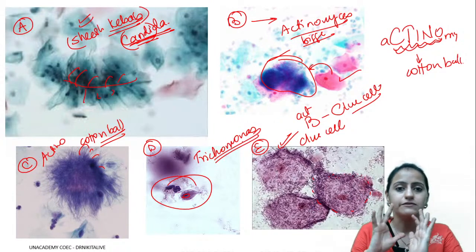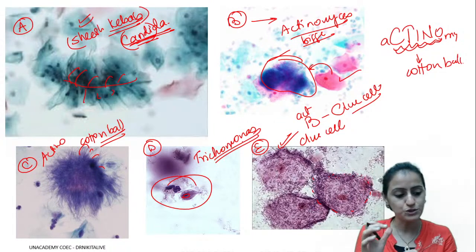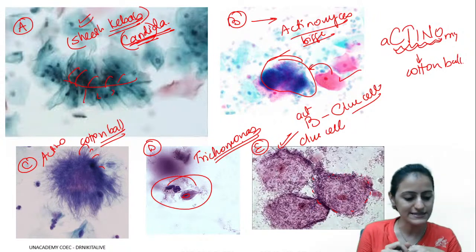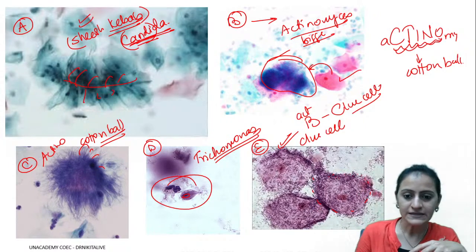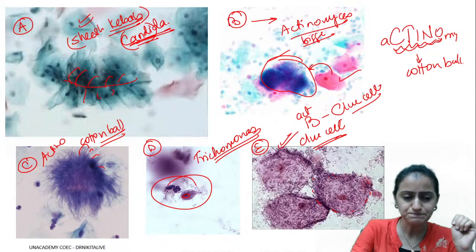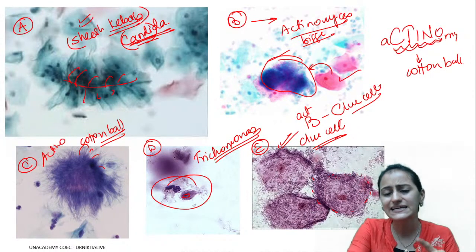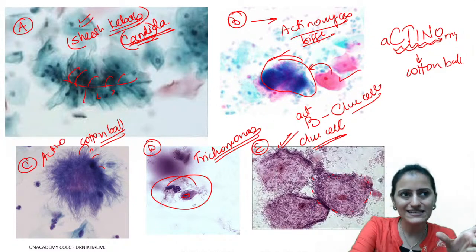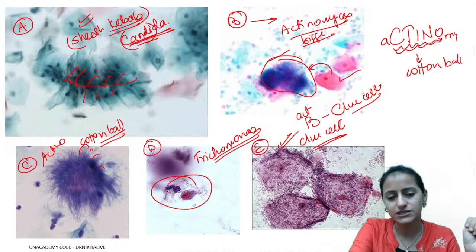This topic is very, very, very important, and we do expect one question from this in your exam. It's extremely important. So this is your clue cell, bacterial vaginosis, Gardnerella. Shish kebab and candy. Actino is cotton. Actinomyces is a big word. It is larger than the epithelial cell.